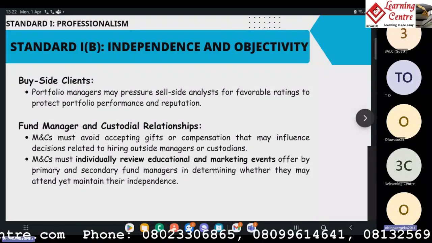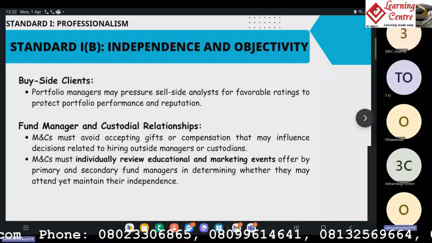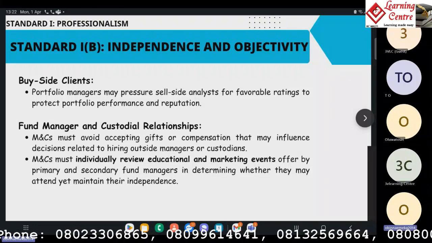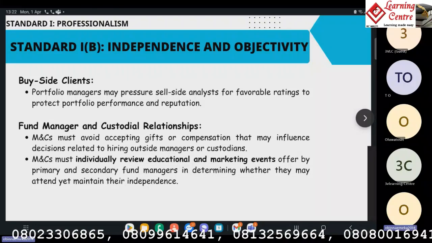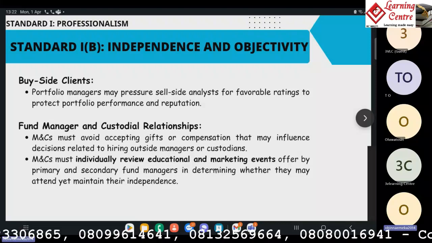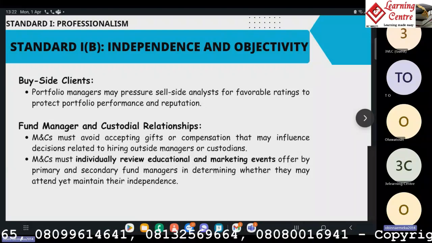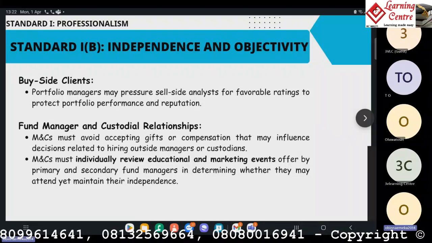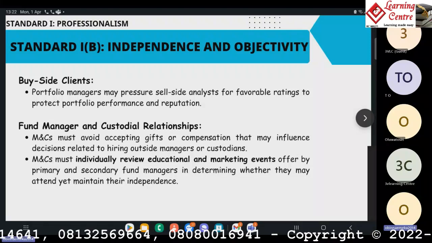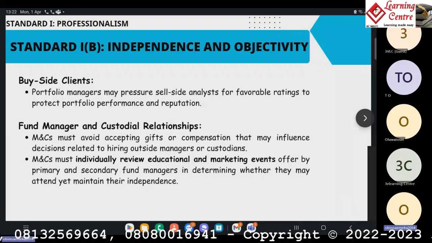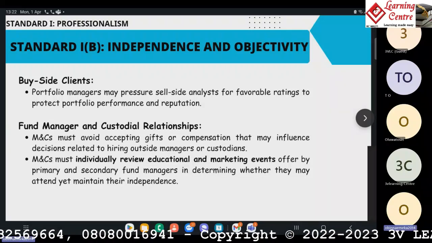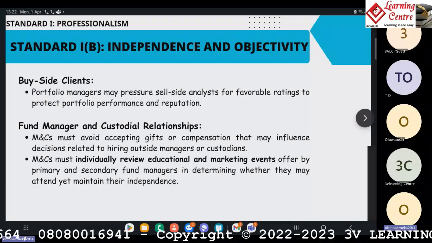Then we have a part on investment banking relationships. Sometimes the sell-side firms pressure analysts for favorable research reports. Remember, the sell side are the ones that do the research and issue it to their clients.